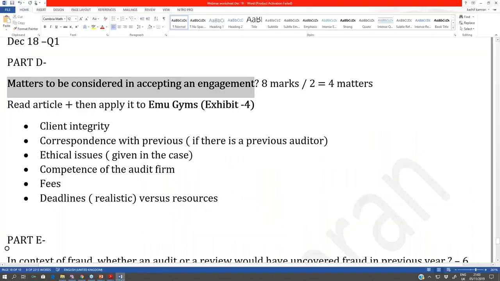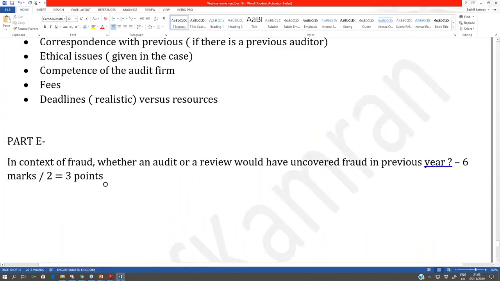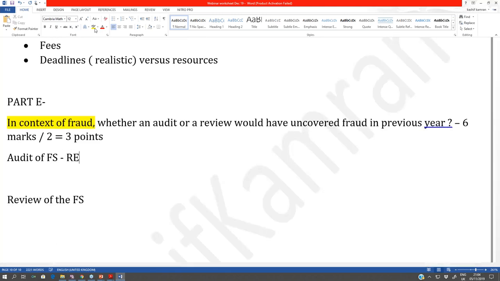Okay, just one last thing so that you have an emphasis of that as well. We're just running into the last few minutes now. In context of fraud, whether an audit or a review would have uncovered fraud in the previous year. Now, as a student, you should understand what is an audit. And as a student, you should understand what is a review of the financial statements. Now we know audit and review have a difference. Audit is about reasonable assurance, and a review is about moderate assurance.